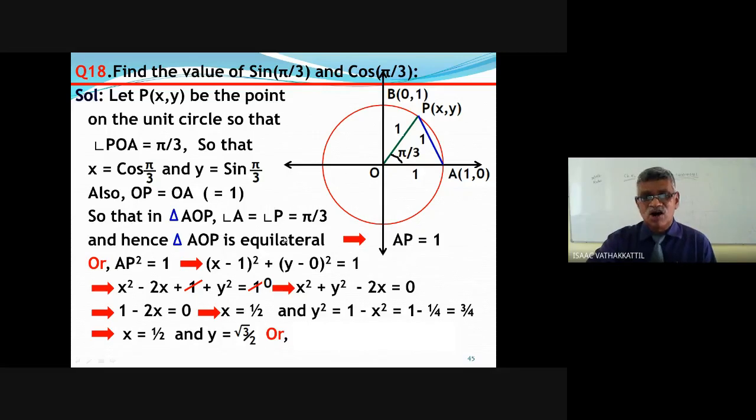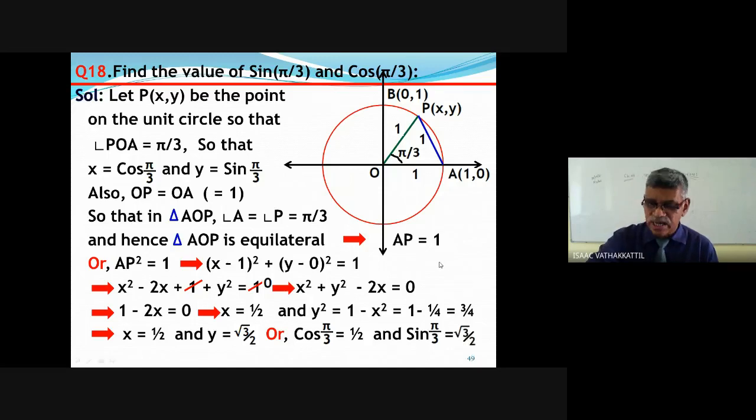That means cos pi by 3, that is x equal to cos pi by 3, that is 1 by 2, and y equal to sin pi by 3 is root 3 by 2. Cos pi by 3 is 1 by 2, and sin pi by 3 is root 3 by 2. I hope now you will remember.